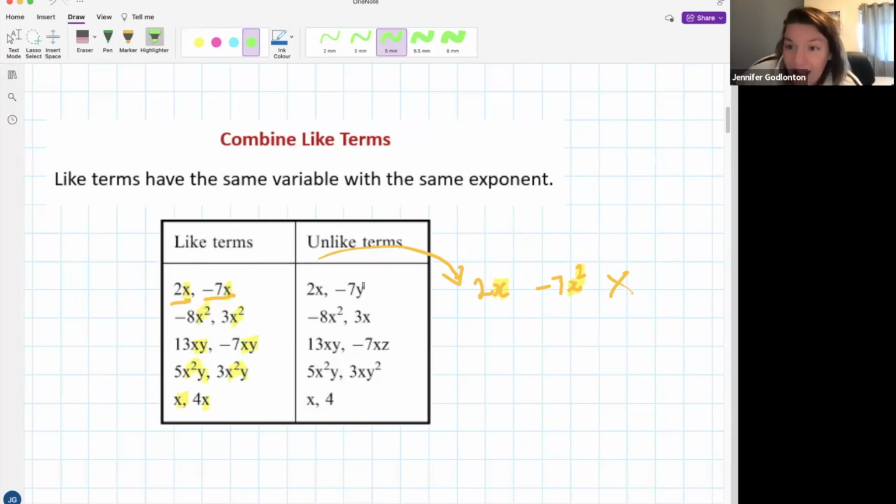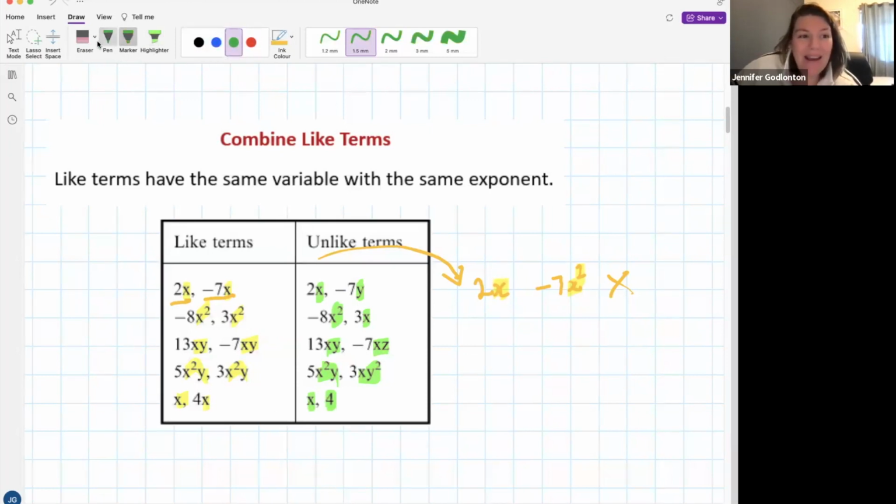And if we don't have the same variable, or we have the same variable but a different exponent, so like this one, we've got two different variables. Here we've got an x, and here we've got a y, so they're different. So they are unlike terms. Here we've got an x squared, and here we have an x, so they are unlike terms. Here there's xy, and then xz, and x squared y and xy squared. Those ones are quite complicated because we look at them and we think they might be the same. And then sometimes we just have a variable and a number.